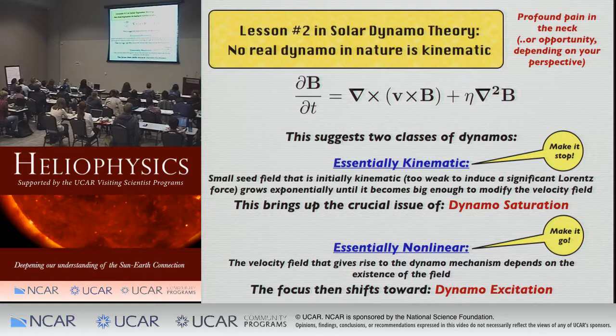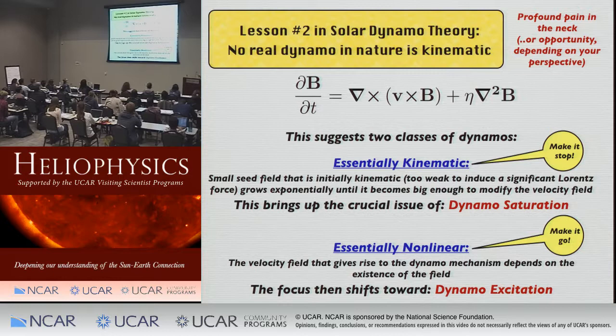But lesson number two is no real dynamo is kinematic. At some point, we see in nature that magnetic fields don't grow exponentially. Eventually, they have to reach a saturation value. So it suggests two kinds of dynamos. One is essentially kinematic: you start out with a small seed field, and then it grows exponentially until it becomes so strong that you can't neglect the Lorentz force anymore. Because of the Lorentz force, it feeds back on the velocity field and changes the velocity. And then the basic question is the issue of dynamo saturation. What stops the exponential growth?